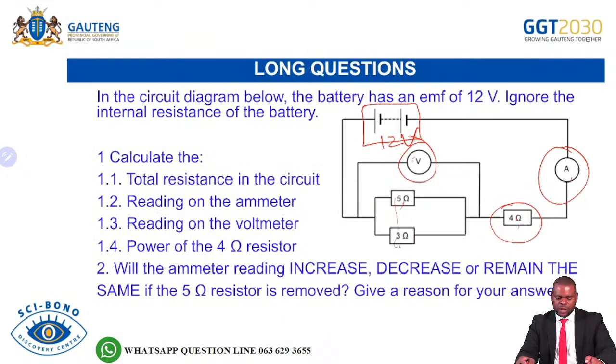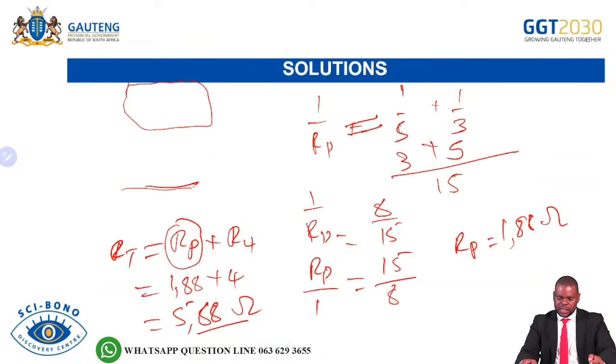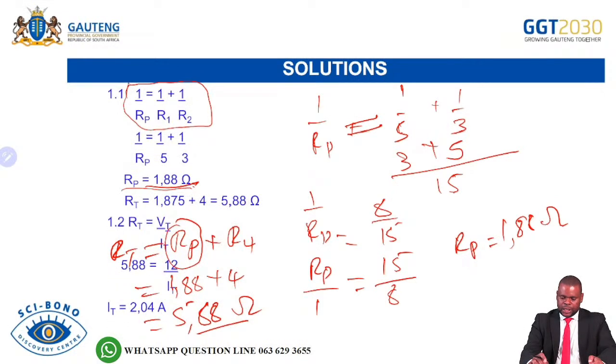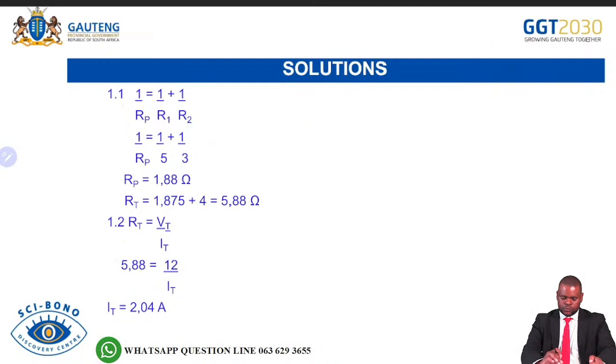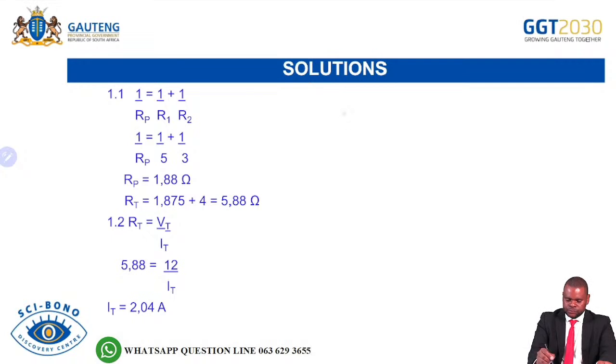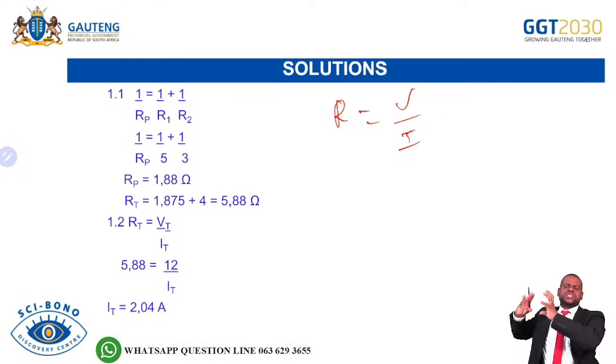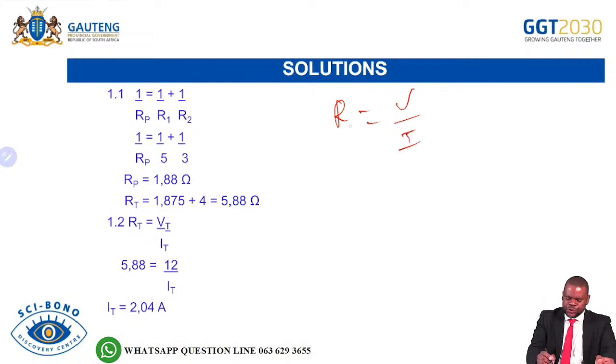Okay, let's go back and see. Number 2 says calculate the reading on the ammeter. We are using R equals V over I. But the ammeter reads the total current of the circuit. That means we need to use the total resistance and the total potential difference. Don't be surprised when you see this small t there. It means total. Are we together? Yes.